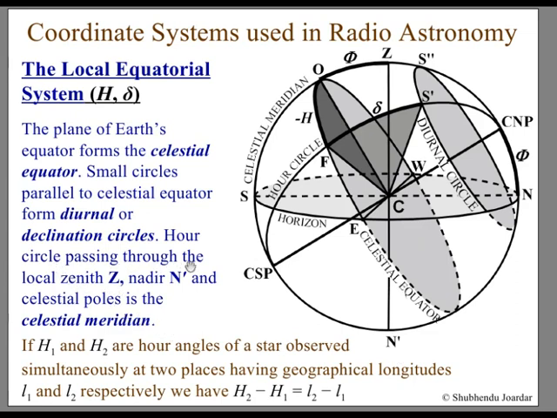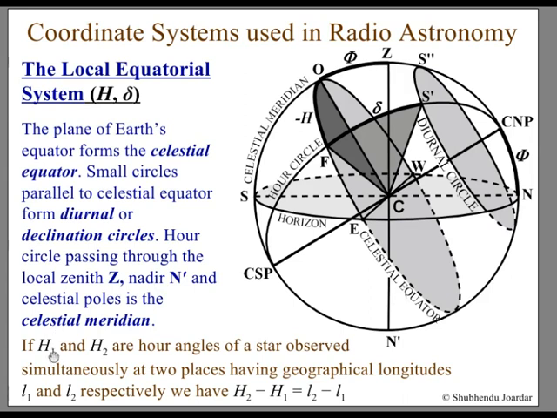The circle passing through the local zenith Z, nadir N and the celestial poles, the celestial meridian, we can call the local meridian. If you ask what the local time is, it is related to the local meridian. The local meridian is the meridian which goes through our zenith. If I move to a different place, then the meridian will be different, because our zenith will be different.